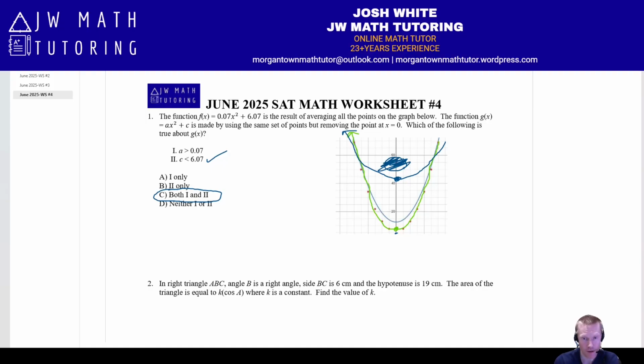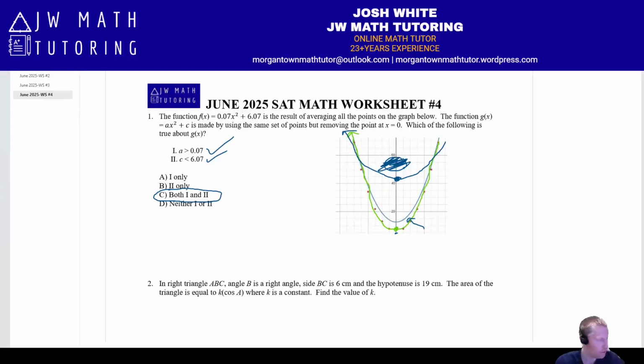Therefore, if you get rid of the outlier point, it is going to narrow. Basically, as it drops down, to hit these points, it's actually going to be narrower than it was up on the blue curve here. Since it's going to be narrower, that means the A value is going to be larger, or increase, so that will be true as well. So I believe the correct answer to this one should be letter C, that both are true.